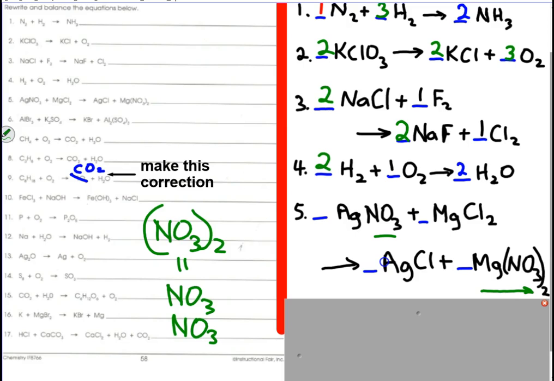So, if I have 2 nitrates on the right, how many do I have on the left? Oh no. On the left, you do not have 2. On the left, we have 1, so we need it to be 2. Now we messed up the silver, didn't we? Ping pong again. And so we go back over and we have to put a 2 here for the silver.